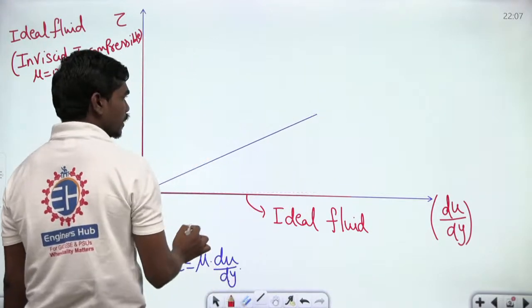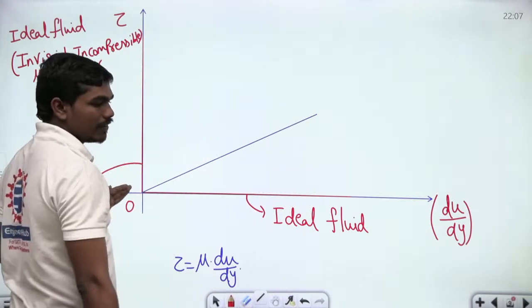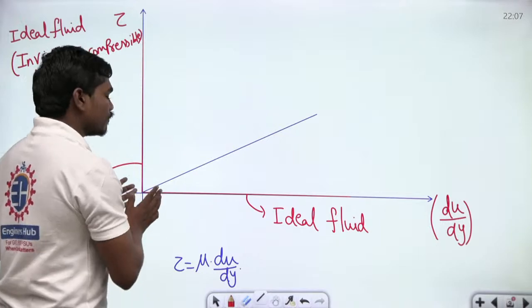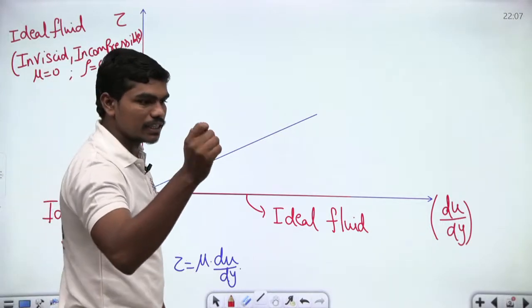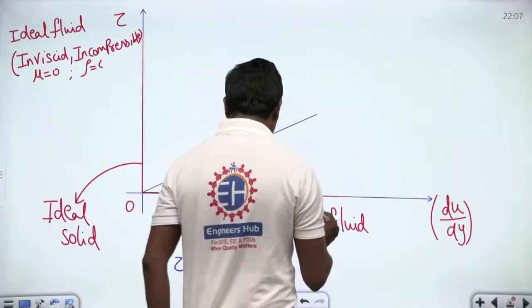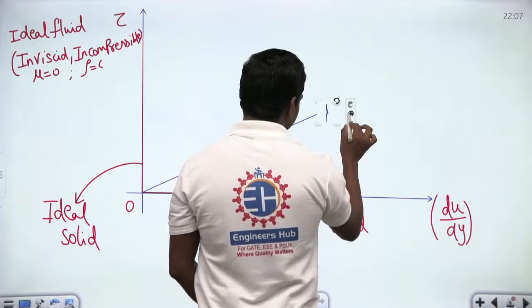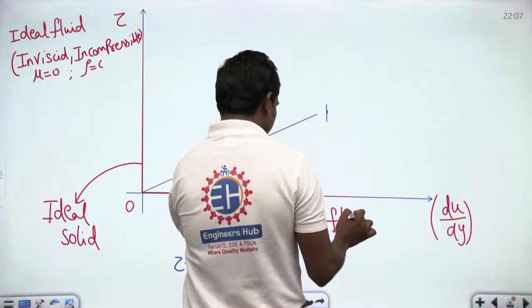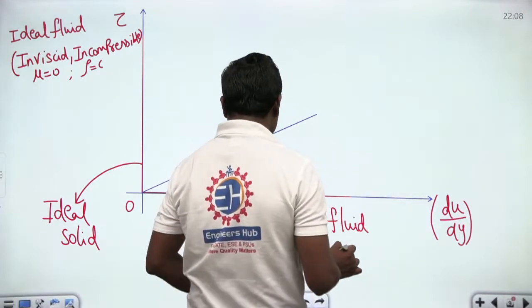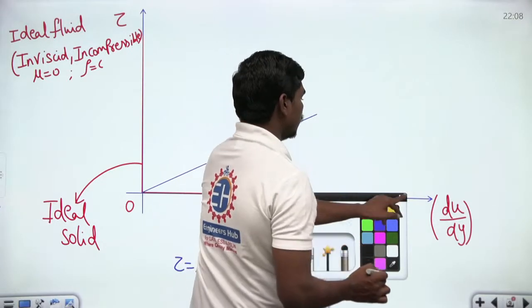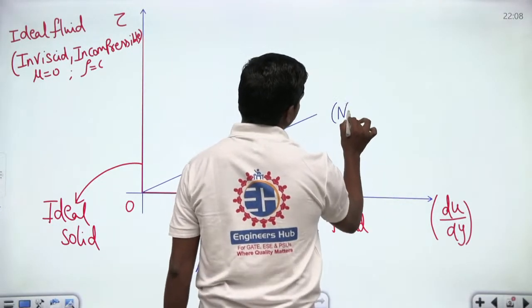So this is your Newtonian fluid, where your tau and du by dy vary linearly, and of course Newtonian fluids start immediate deformation as soon as you apply an infinitesimally small shear stress. So this fluid is nothing but you have your n is equal to... let us write this.